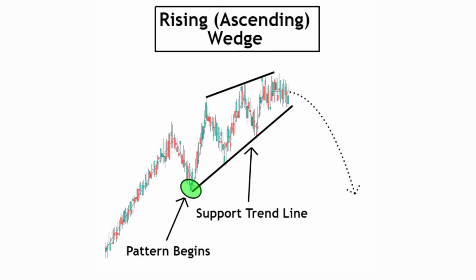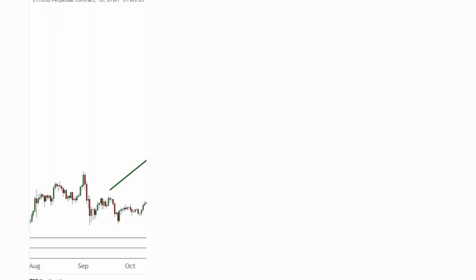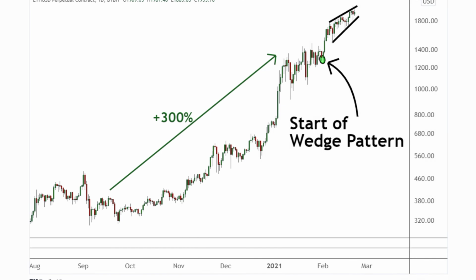What happens after the rising wedge pattern appears? The rising wedge appears at the end of a trend. Therefore, the next move after the ascending wedge pattern forms is a bearish reversal. The bearish reversal can be confirmed when the market falls.